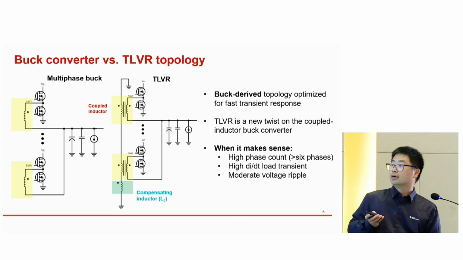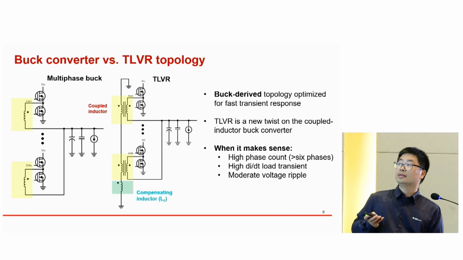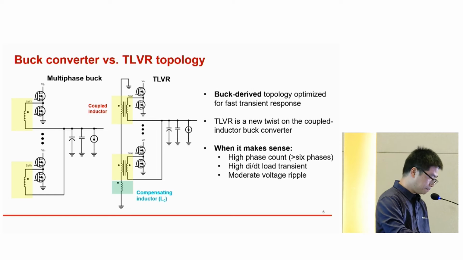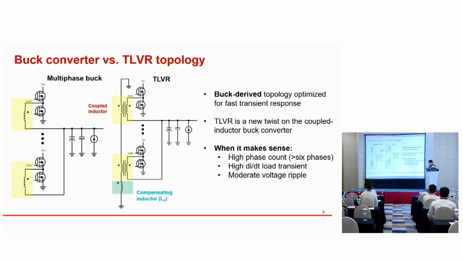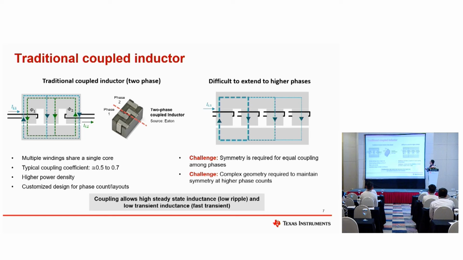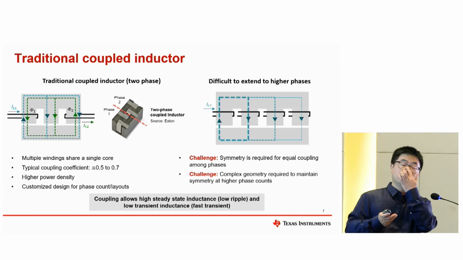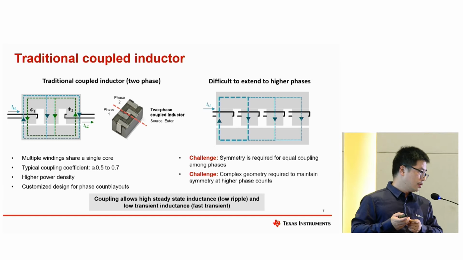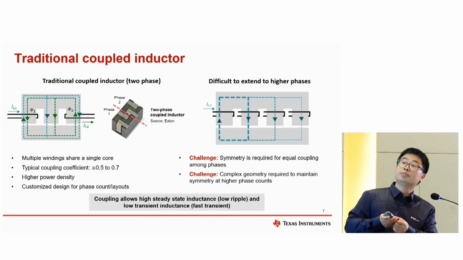And you can also see here, if you need the high dV/dt load transient, or the moderate, not the minimal, and it's just the moderate voltage ripple here, you can use the TLVR. As I mentioned before, the TLVR is similar to the traditional coupled inductor here. First we will cover the operating principle of the coupled inductor.